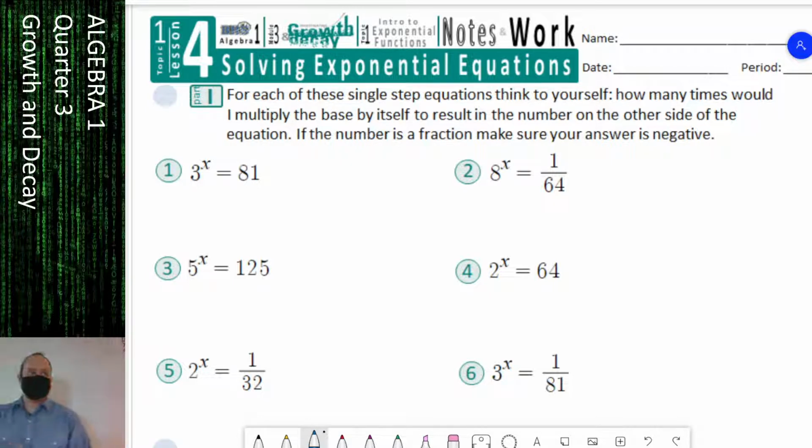When we only have one variable in an equation, we can find out the number that would make that equation true. We can find the solution. So here we only have the x, and we need to solve for it. Taking a look at number 1, it's saying 3 to some power gives us 81. Exponents, remember, tell us how many times we multiply that 3 by itself, right? So think to yourself, how many times would you multiply 3 by itself to give you 81?